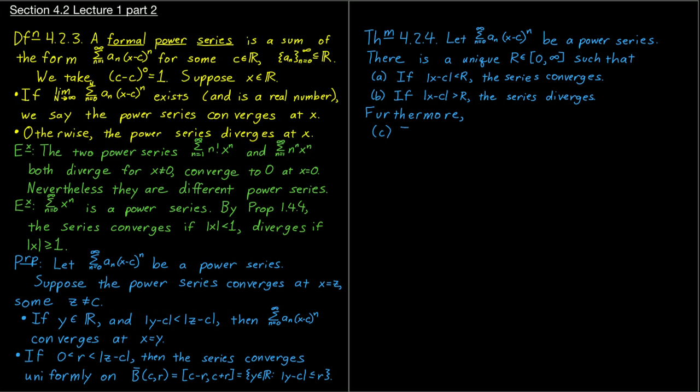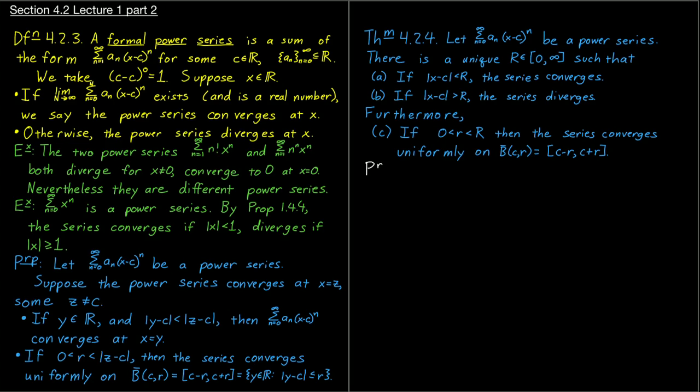And the last part is that if little r is between 0 and big R, this doesn't happen if big R is equal to 0, but it does work for any positive R. The series converges uniformly on this interval, c minus r up to c plus r. And the proof is not hard.